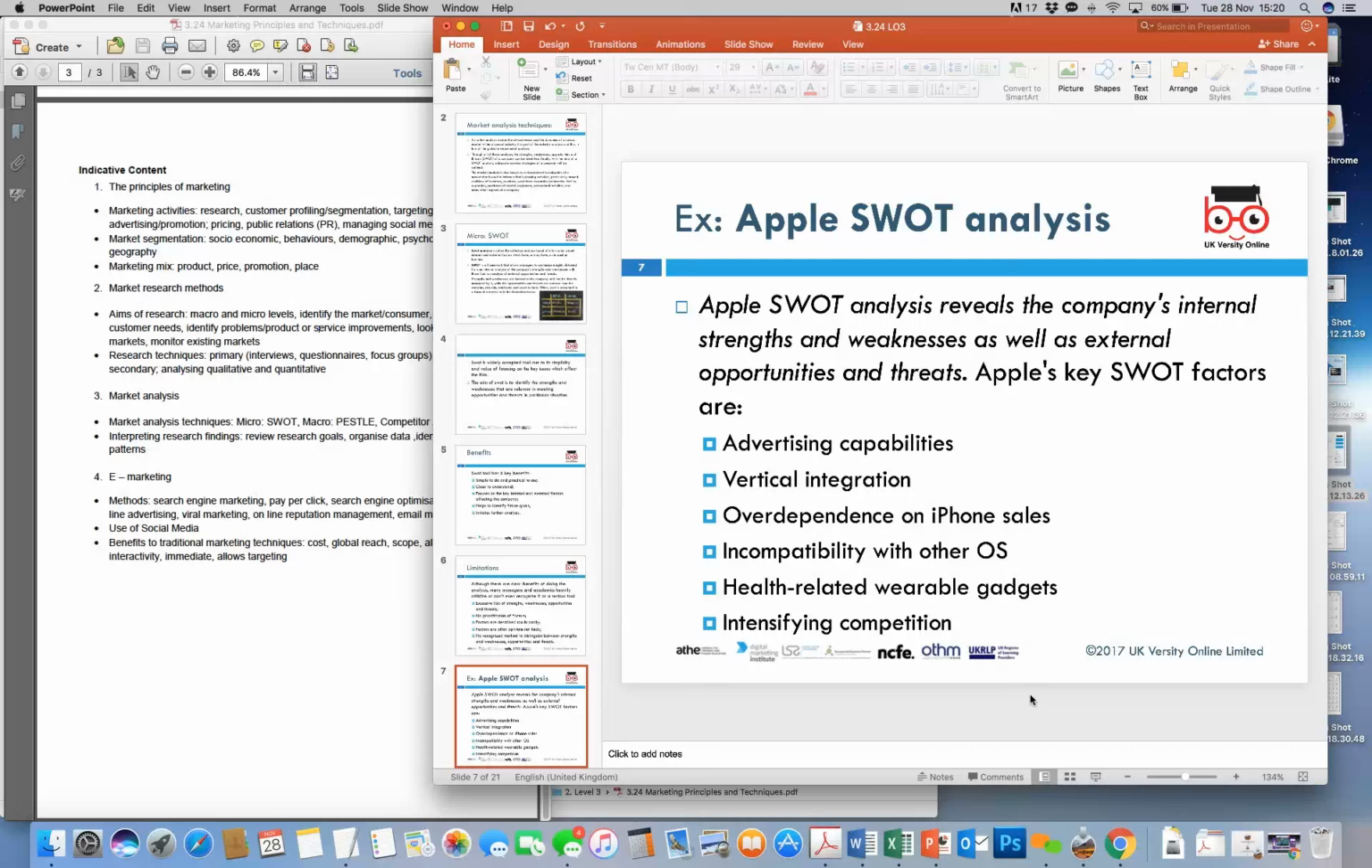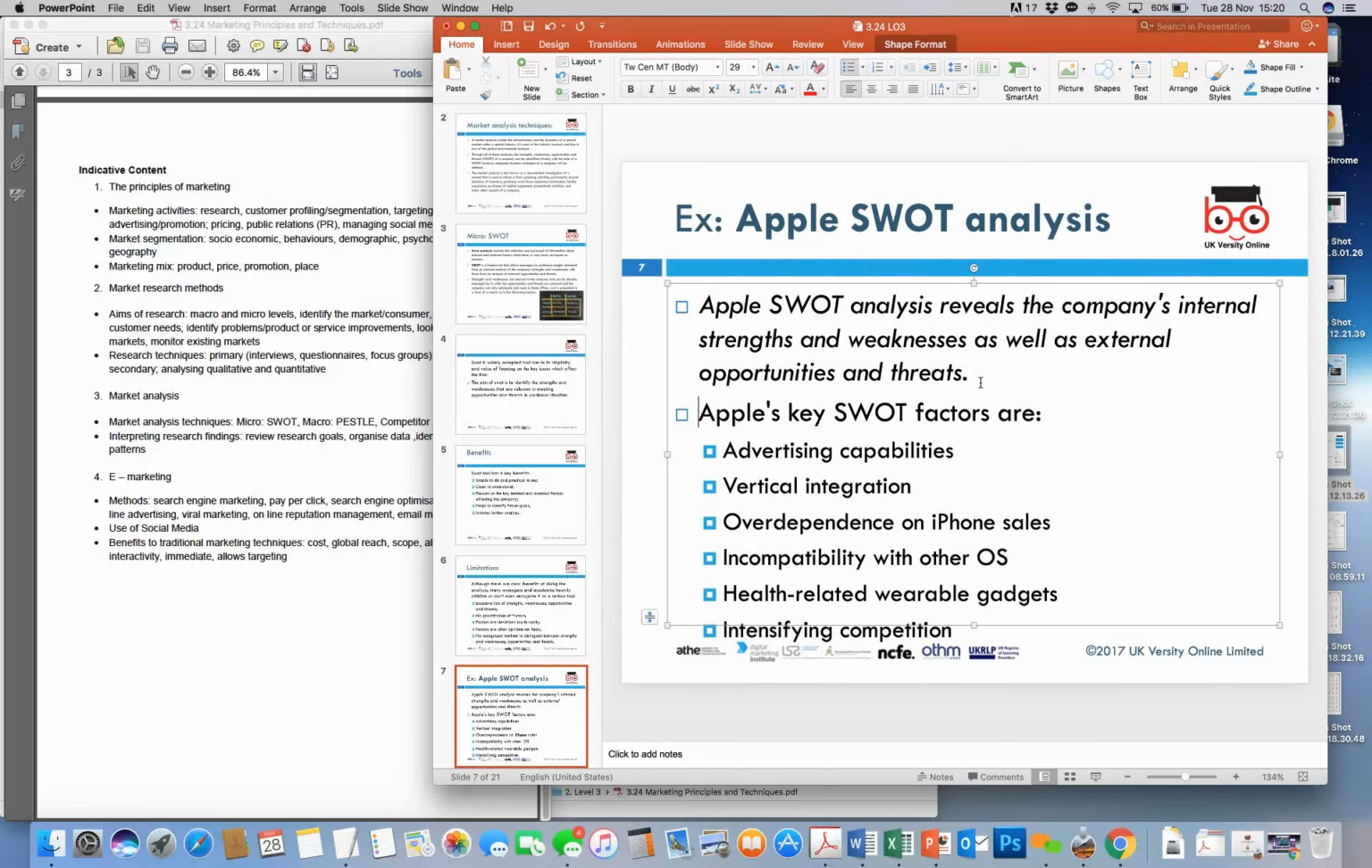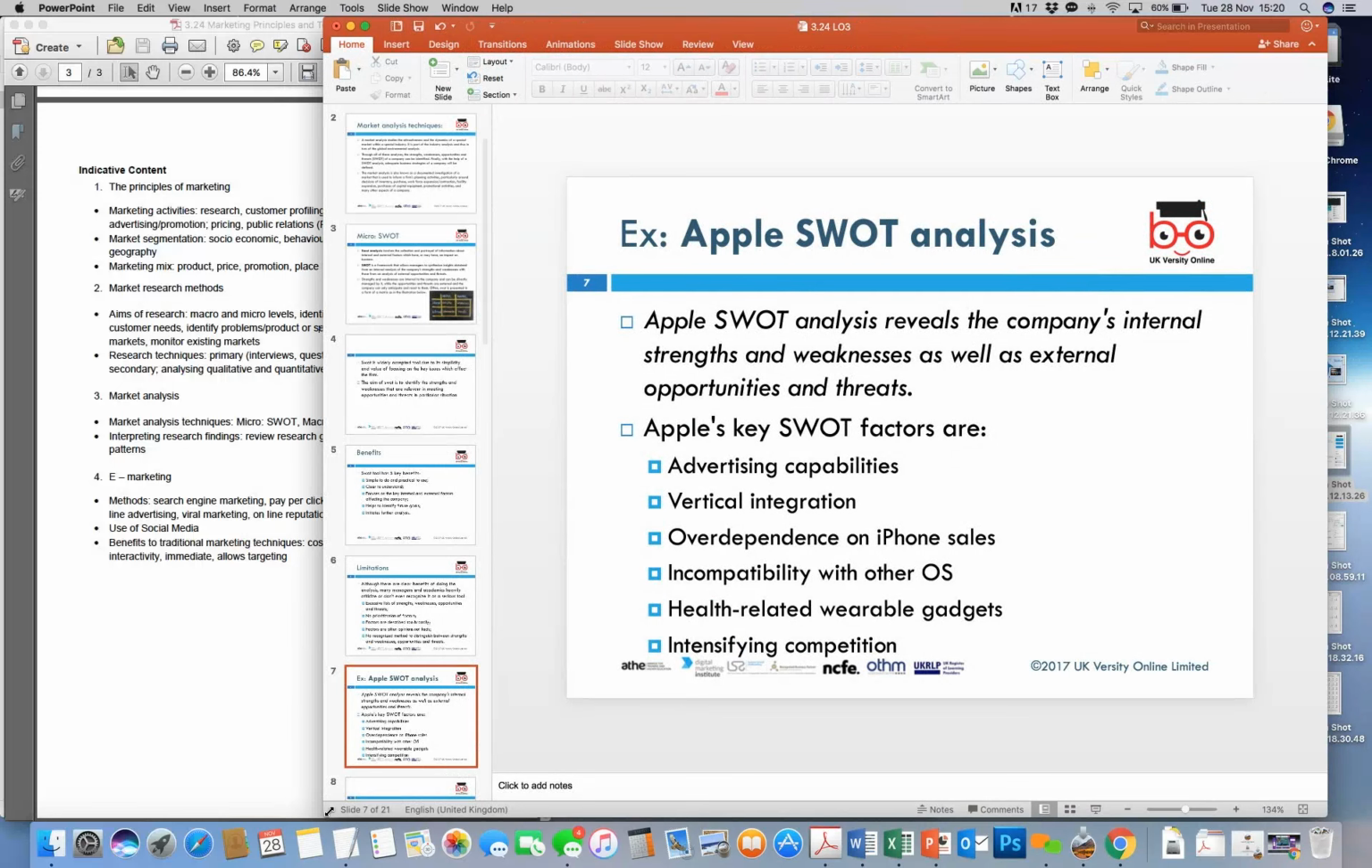So here, when we look at SWOT, we want to do the SWOT of Apple from the point of view of studying some particular features. Let's compare and do some analysis on the advertising capabilities, vertical integration, sales, things like over dependence on the iPhone, and incompatibility with other operating systems. Now, these are some of the weaknesses that we get to see when we look at Apple.